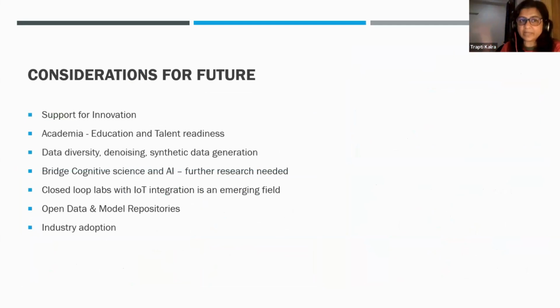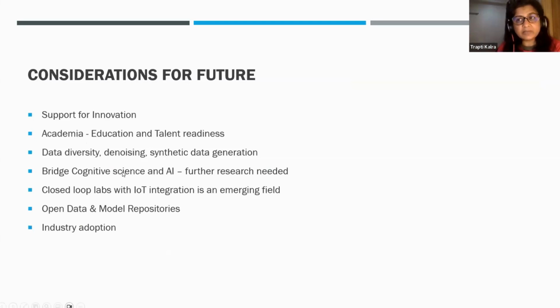And finally, I'd like to end with our considerations for the future. Basically, we need support for innovation. Startups, students, academia, everybody needs support for leveraging some of these tools and coming up with their own innovation. How to bring AI and different sciences together is something we need to work towards. And again, education and talent readiness is another thing we need to think about. How do we make talent ready to leverage these kinds of tools, and the changing expectations of how future generations will be working in these areas?